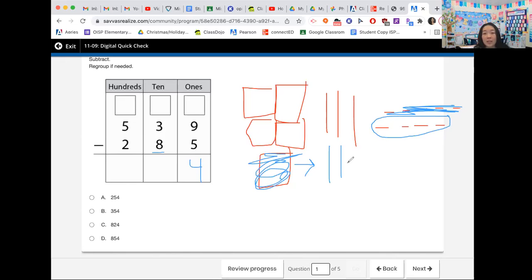How many 10s make 100? 10. Very good. Okay, now we can subtract 8. So I'm going to take away these 5 and these 8. Because that's 5, 6, 7, 8. How many 10s are we left over with?